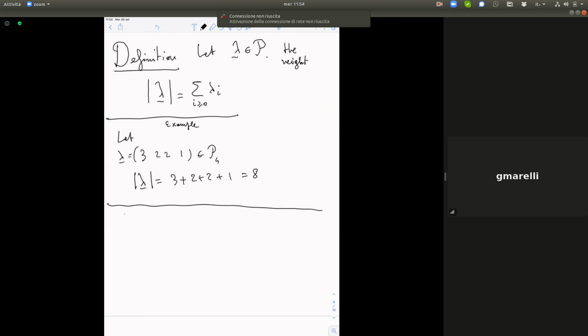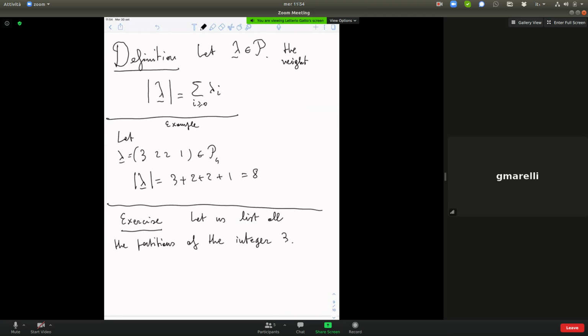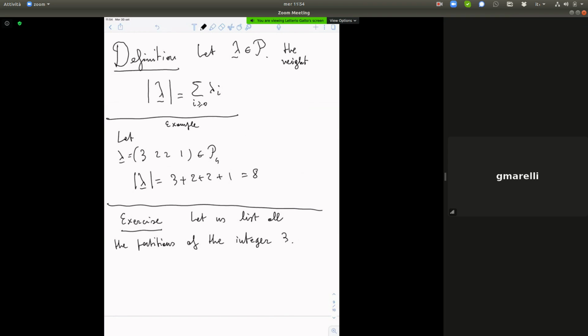Exercise. Let us list all the partitions of the integer 3. Let's do this. I do the exercise for you, but you should do it too. And then you do 4.